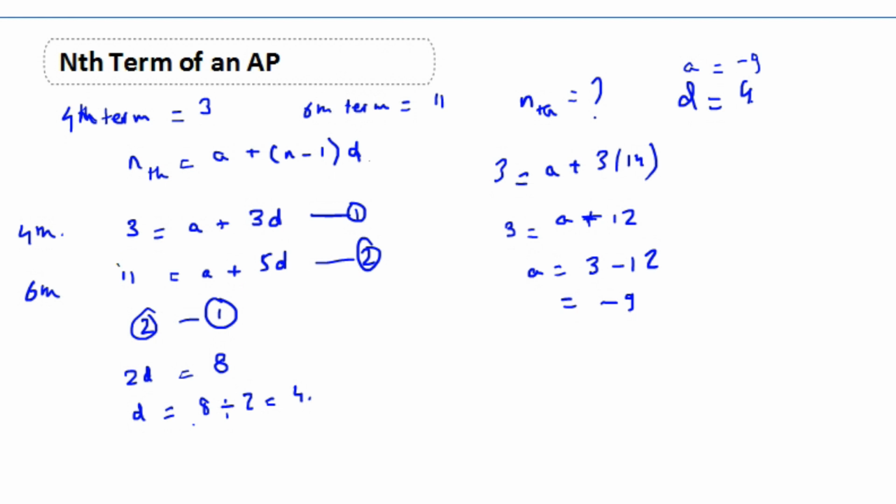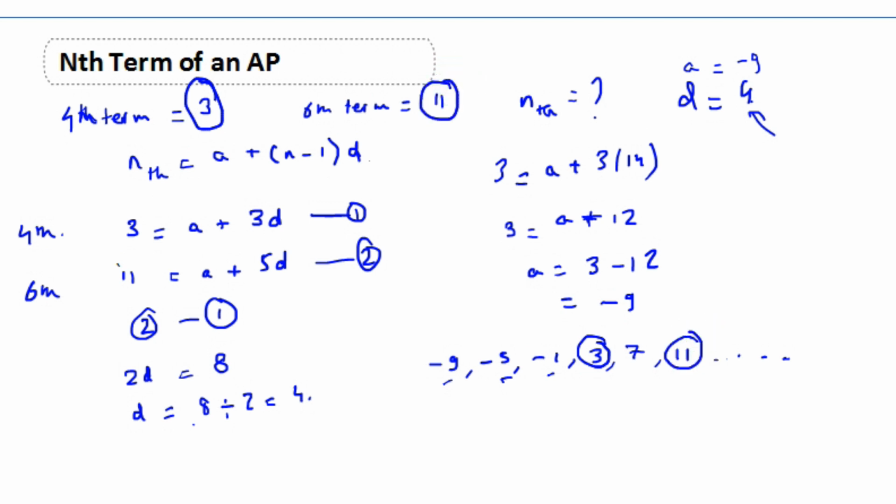So the sequence would be, we'll start from the first term, which is negative 9, add 4 to that, which is the common difference. So negative 9 plus 4 will give me negative 5. Add 4 to that, I get negative 1. Add 4 to that, I get 3. Add 4 to that, I get 7. Add 4 to that, I get 11, and so on. And we can also verify that, since if this is the sequence, then what will be the fourth term? So it's 1, 2, 3. Fourth term is 3, which we can see right here is also 3, and sixth term is 11, which we have also been given is 11.